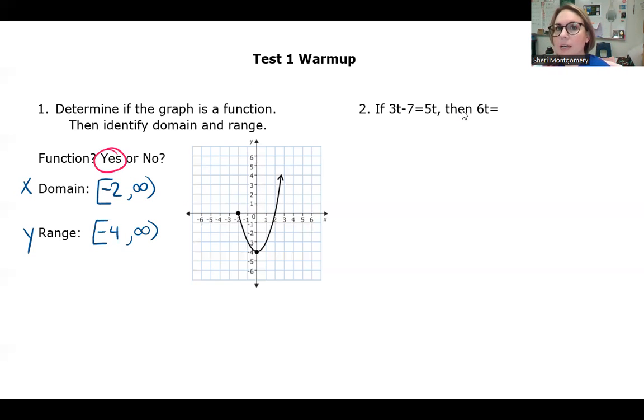The next question, again, this is directly off of your test. It says if 3t minus 7 equals 5t, then 6t equals... You had a question like this on your test review. So we have to do this in two parts. We have to first do this, second do this.